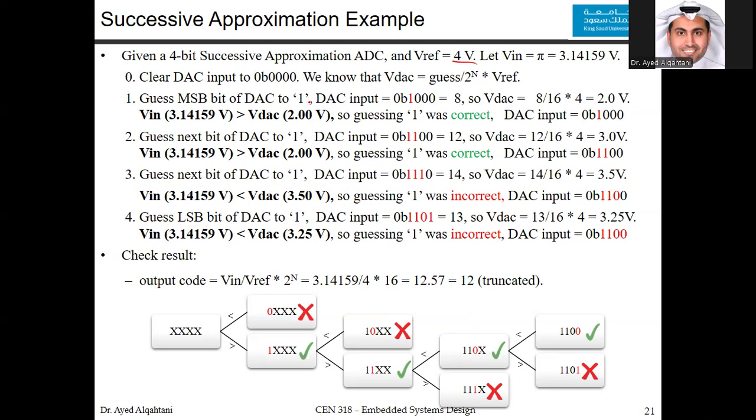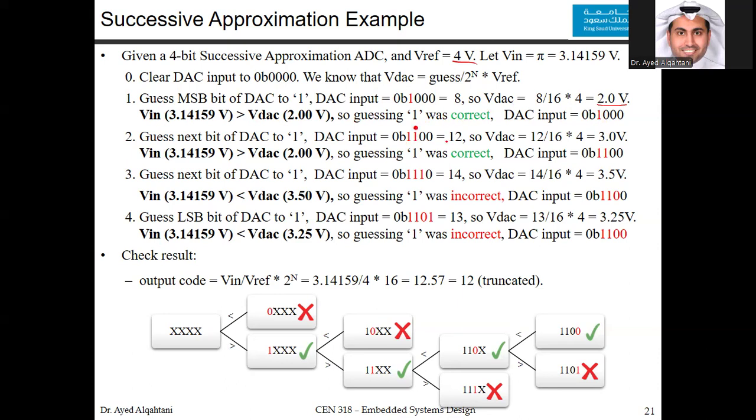You guess it to be 1 and check if this guess is okay or not. If you guess this value, the DAC value would be 8, and the VDAC is 8 divided by 16 multiplied by 4, and that's 2 volts. Now compare your value, pi, which is larger than 2 volts. So your guess of 1 was a correct guess, and you keep this 1.